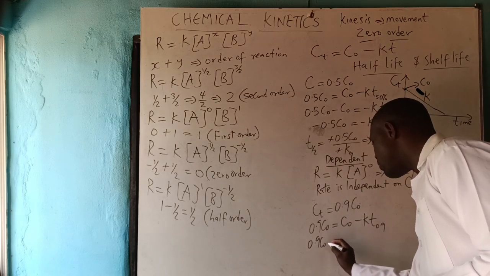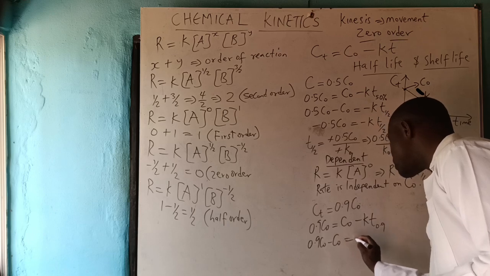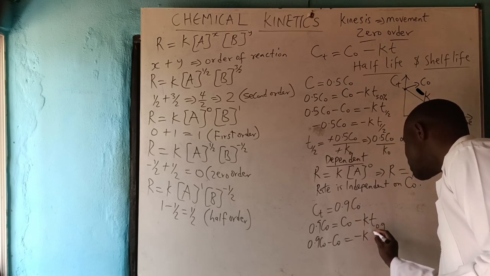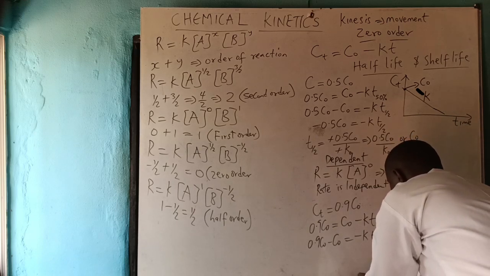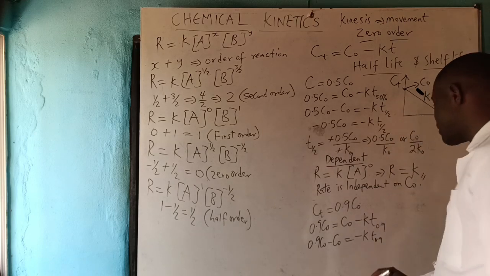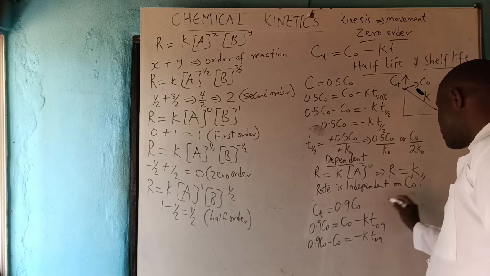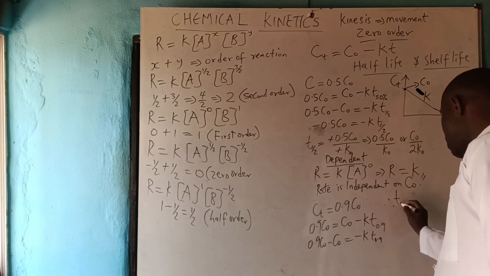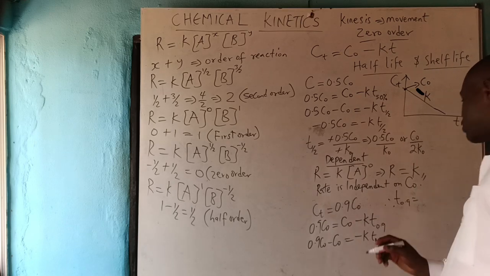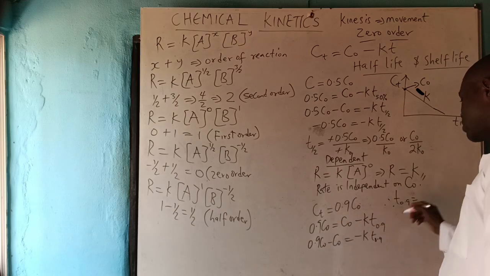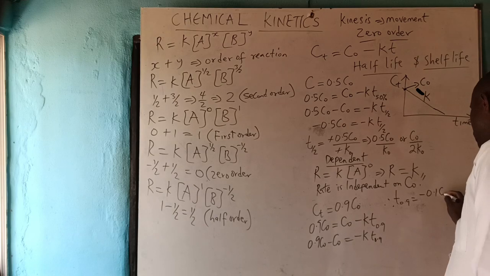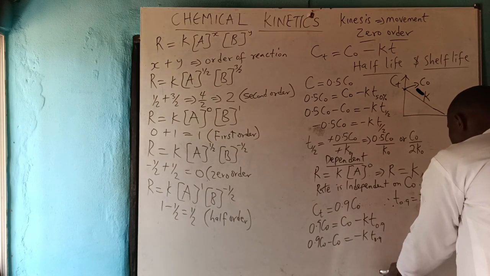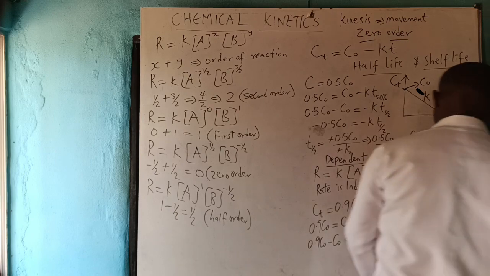0.9 CO minus CO equals minus KT. Therefore, T 0.9 is equal to this minus this, which will give you minus 0.1 CO all over minus K. There is 0.